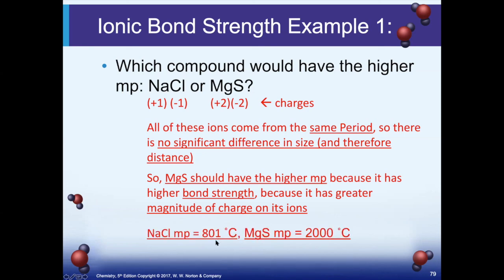If you looked up the melting points, you would see that is the case. Sodium chloride has a melting point of 801 degrees Celsius. Magnesium sulfide has a much higher melting point, 2000 degrees Celsius. So by the way, this is one way in which we can know that ionic bonds are generally stronger than covalent bonds, because compounds that engage in covalent bonds don't have melting points that are this high. They're much lower. The melting points of covalent compounds, molecular compounds, are much lower than these. So that's why we say that ionic bonds are generally stronger than covalent bonds.